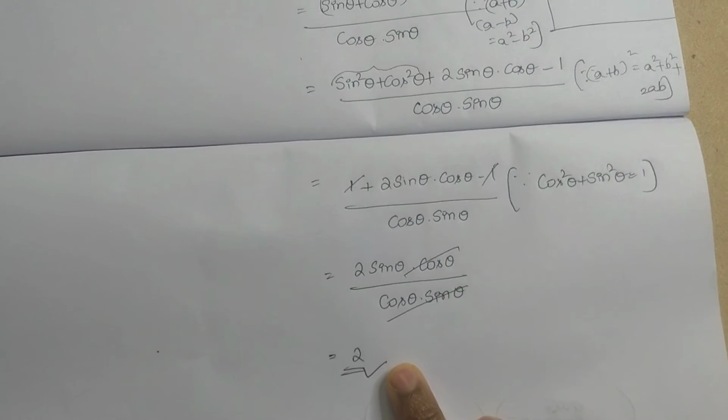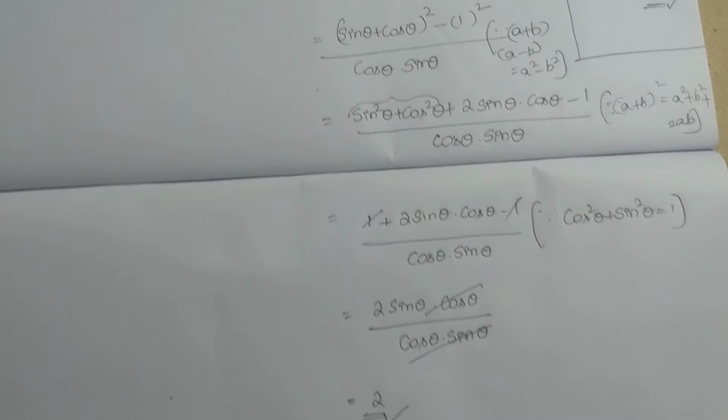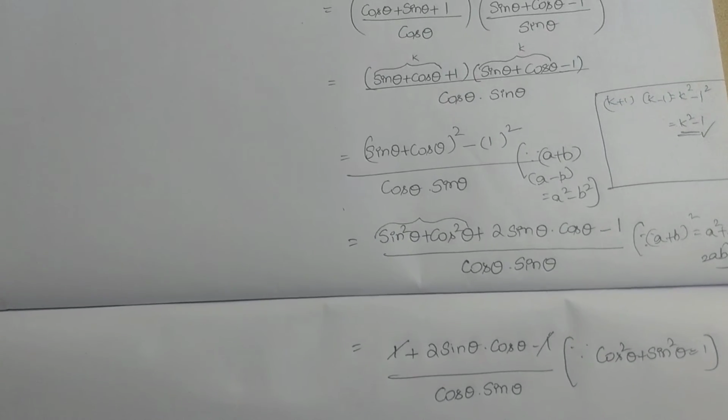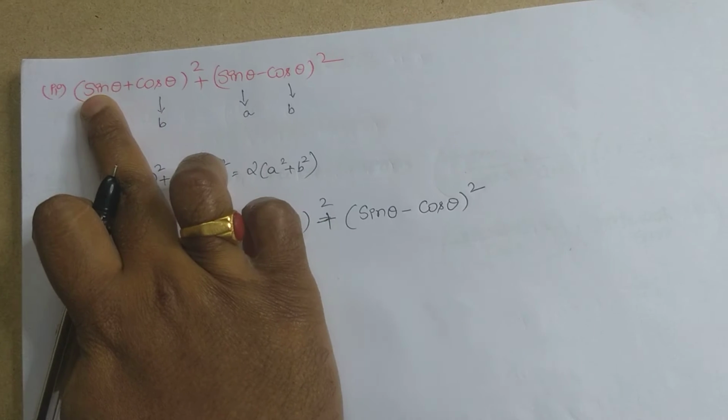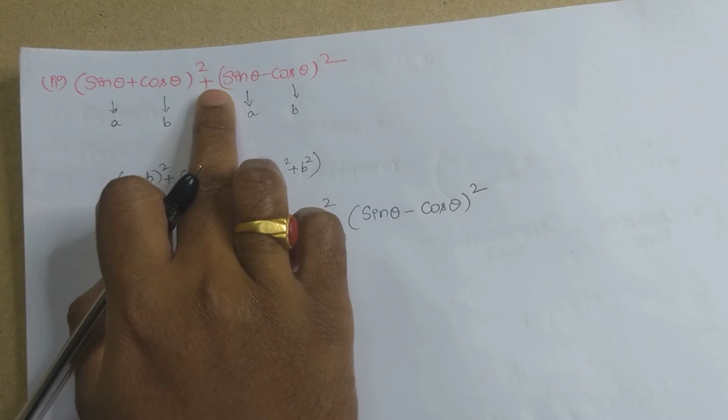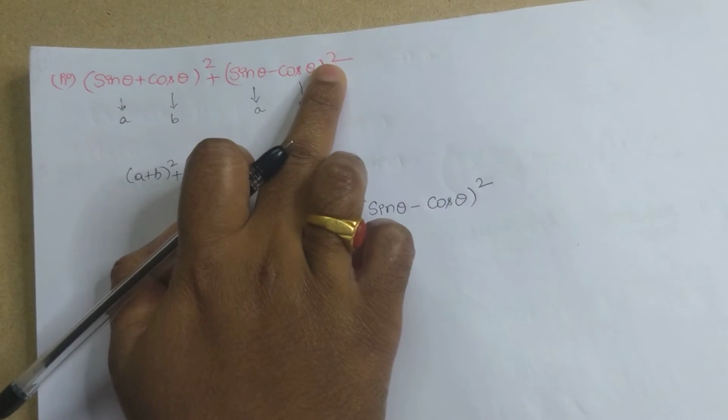Clear? So the answer for sub question 1 is 2. In the same way, let's solve the remaining sub questions also. This is sub question 2: (sin theta + cos theta) whole square plus (sin theta - cos theta) whole square.